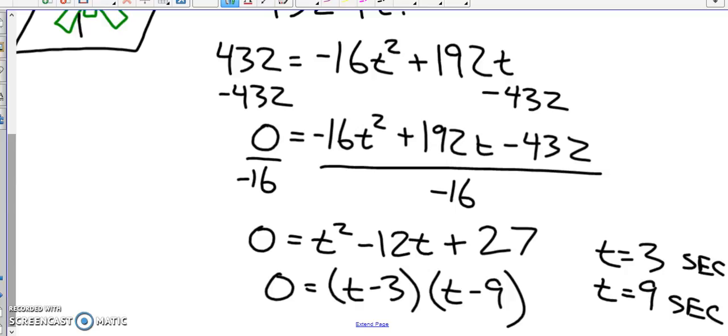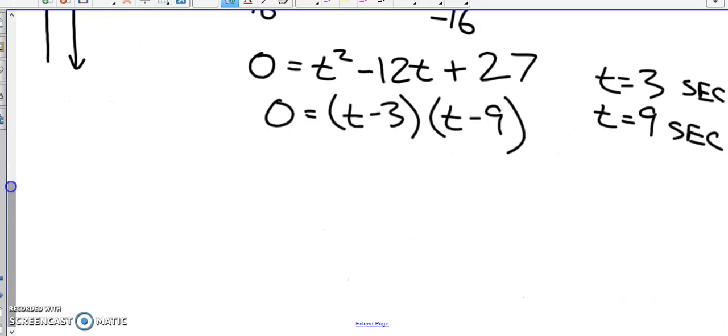Now, why would there be two different times? Well, if you think about what the rocket is doing, the rocket is going upward and then coming back downward. So if 432 is somewhere here, then you've got one point on the way up and the other time would be on the way down. Interesting enough.